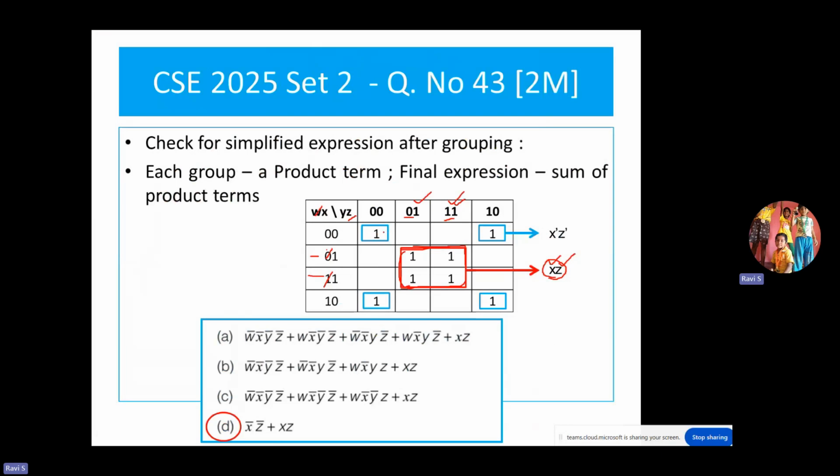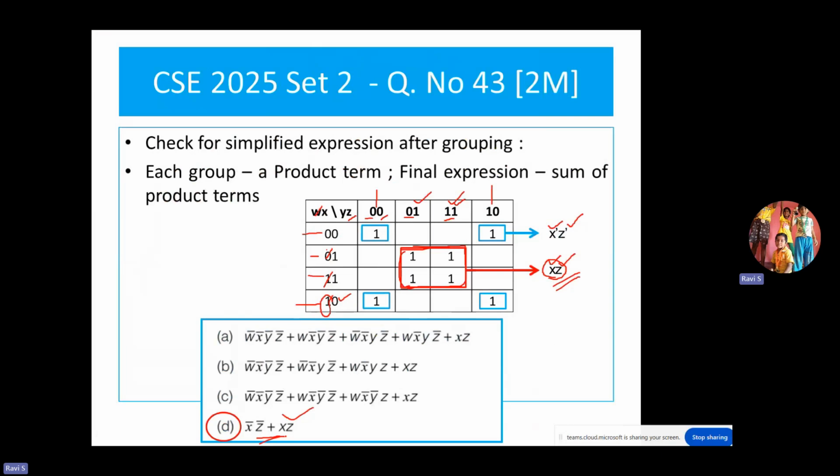Similarly, grouping the corner elements. Here this row occupies, the first element is different, so w gets eliminated. Because it is 0, it becomes x bar. Similarly, from the column perspective, the first elements are different, so it gets eliminated. Second element is 0, so it becomes z prime. Because we have 2 groups, we have got 2 product terms. And if we check with the options given, it exactly matches with option D.